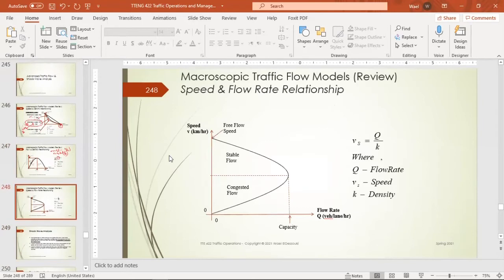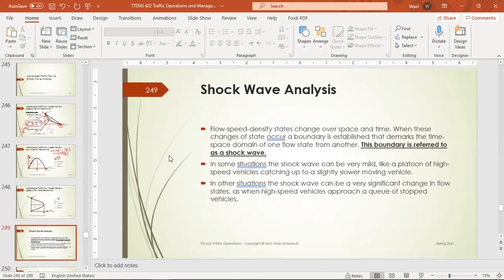Now we will shift gears toward the shock wave analysis. So what do we mean by shock wave? Shock waves are basically a boundary between two states of the flow. And the speed of transition between these two states, that's what we call the speed of the wave. So basically, flow, speed, and density states change over space and time. When these changes of state occur, a boundary is established that demarks the time and space.